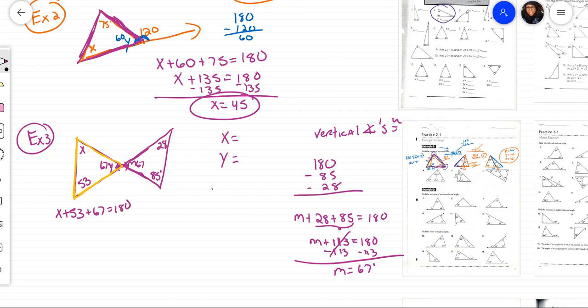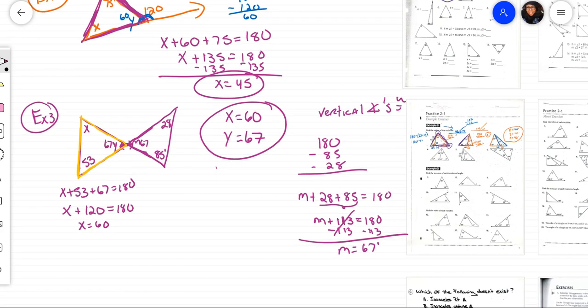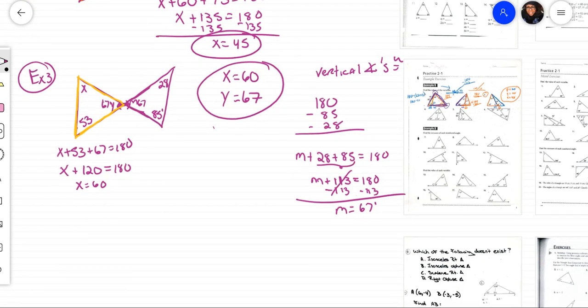We'll get X plus, these two add up to 120, equals 180. And I end up with X equals 60 and Y equals 67. So those are my two answers for X and Y. So again, this is a question, not crazy difficult, but this is a geometry application of the triangle angle sum.